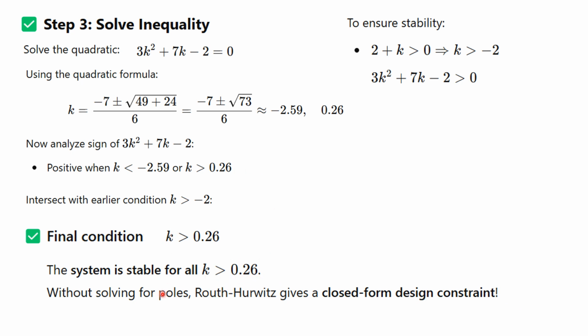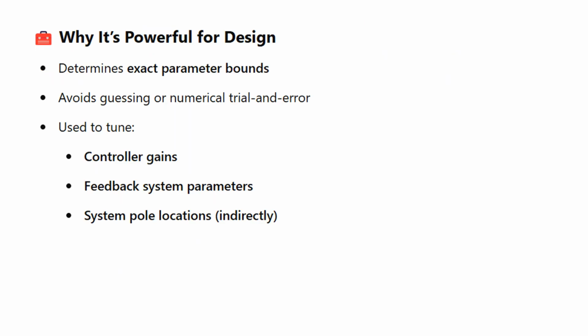So here, without solving for poles, the Routh-Hurwitz gives us a closed form design constraint for a stable system. So this is why it's pretty powerful for design. It allows us to determine the exact parameter bounds and avoids guessing or numerical trial and error. This is useful to tune controller gains and feedback system parameters. And you can even use this to determine pole locations indirectly.